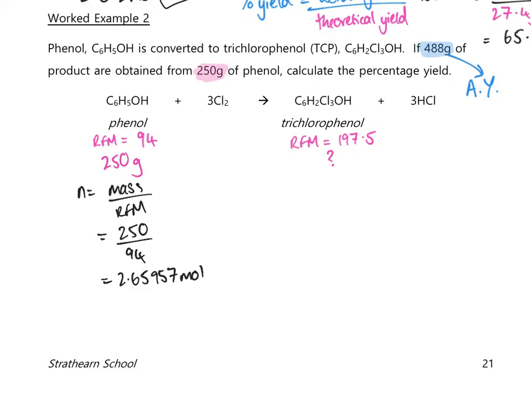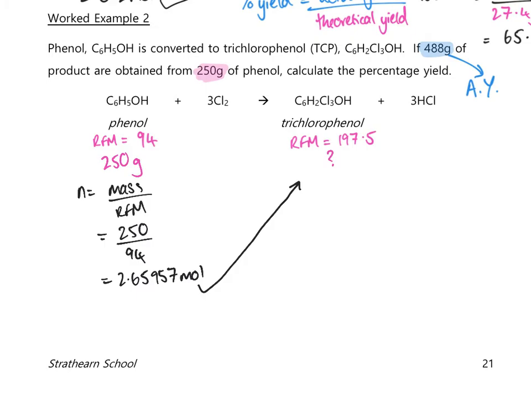So first thing we want to do is to convert our mass of reactant to number of moles using the equation n equals mass over RFM. So that's 250 grams over 94, and that comes out as 2.65957 moles. And again, I'd encourage you to keep your answer as accurate as you can throughout the calculation and just round off at the end.